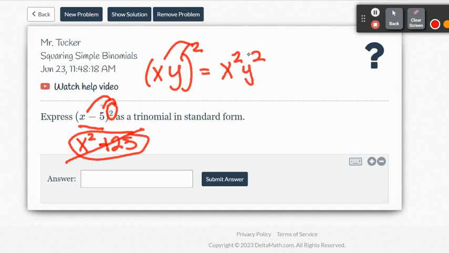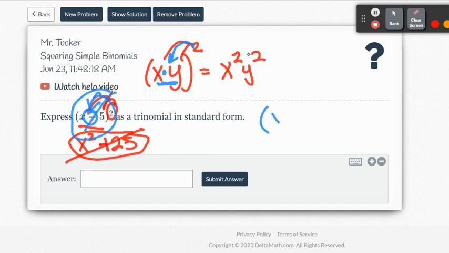Please, please, please do not distribute the exponent. The difference between what I wrote up top and what I have down below is that this is a product and this is a difference. You can distribute an exponent over a product. You cannot distribute an exponent over a sum or difference. The real way through this problem is to write this twice. So do not do this.